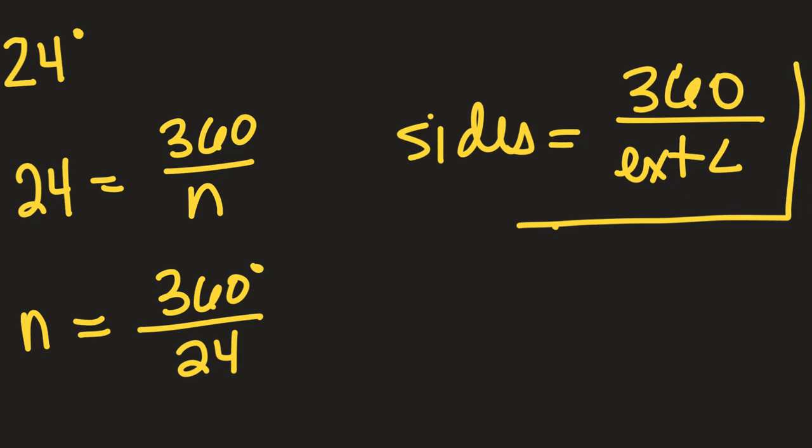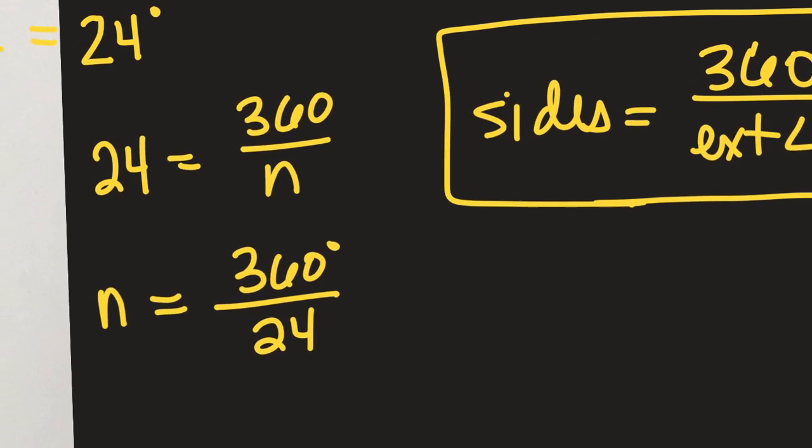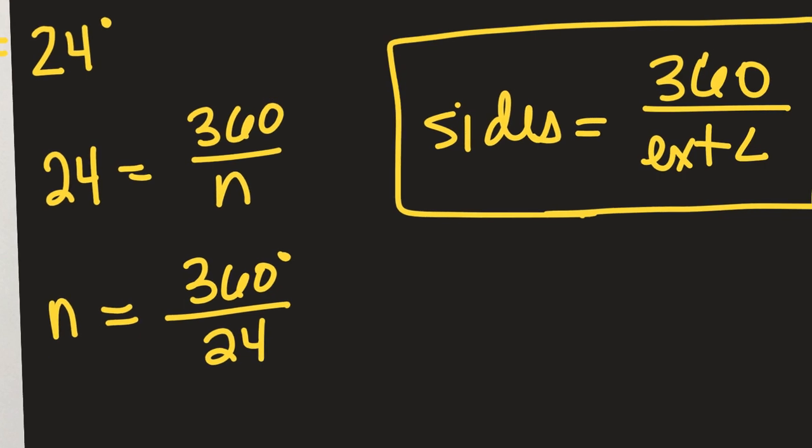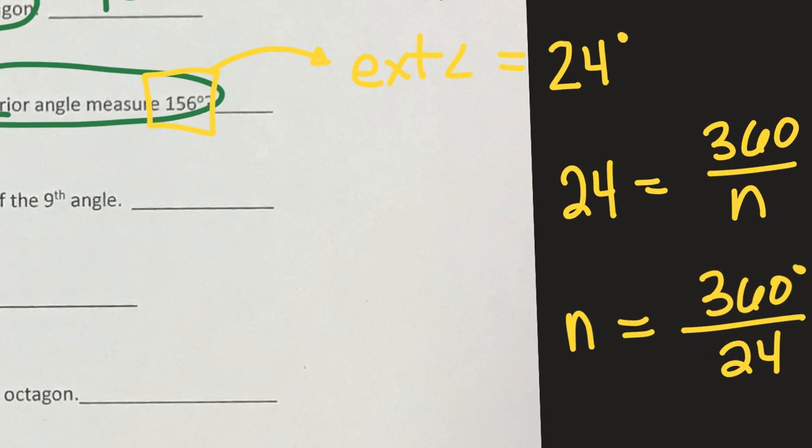That's one that we're not going to put on the charts, but it's something you should probably learn, because it will come up a couple of times, and it's a lot easier to calculate the number of sides if you know the exterior angle than if you know the interior. So the number of sides is always 360 divided by the exterior angle measure. 360 over 24 is 15. So this polygon has 15 sides.